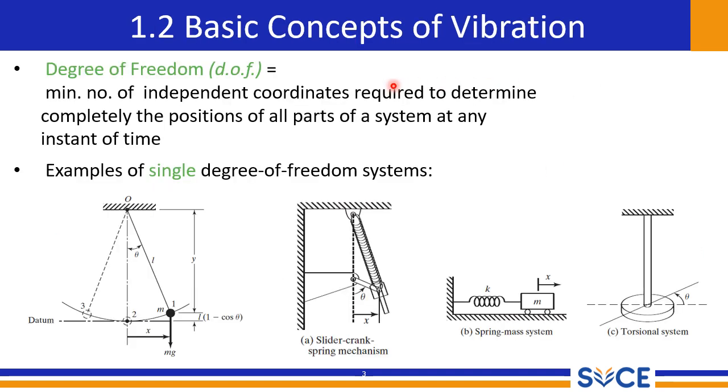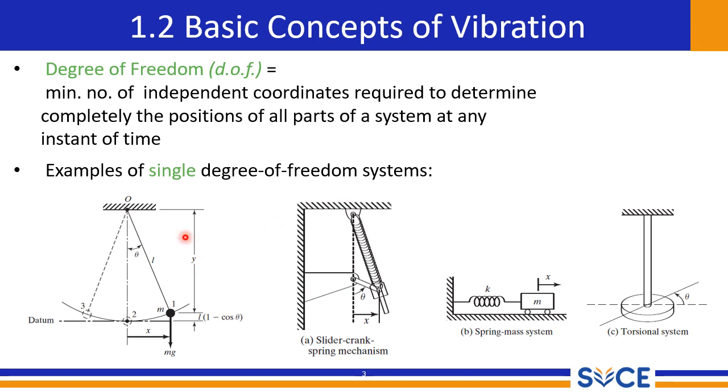Next, we will discuss the degrees of freedom. Degree of freedom is the minimum number of independent coordinates required to determine completely the position of all parts of a system at any instant of time.